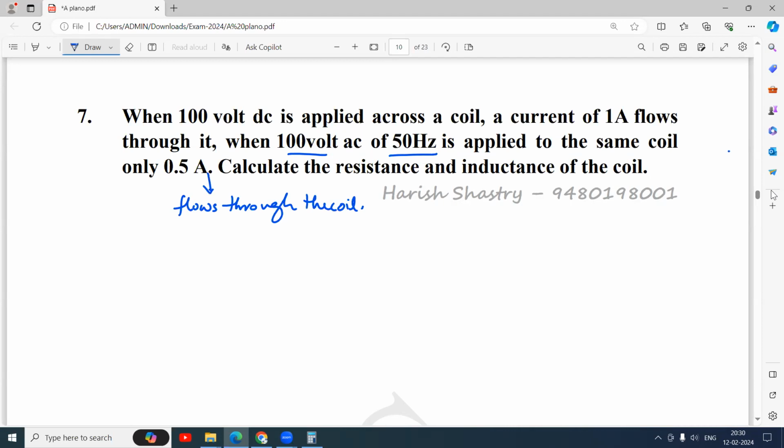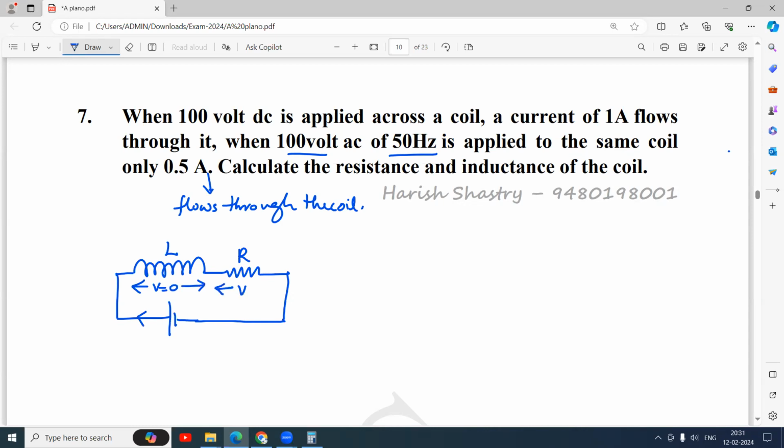Suppose you separate the inductor. This is a pure coil with a resistance R. I have separated the self-inductance of the coil from the resistance, although actually they are mixed together. When you connect DC across it, there is no induced voltage, because there is no change in the magnetic flux. So the induced voltage is 0, and any voltage you get is the voltage across the resistor.